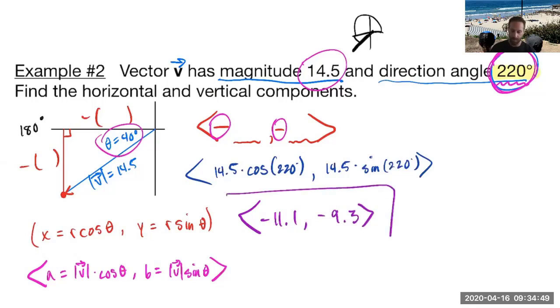So hopefully you were able to find that in your calculator and work that out. Pretty simple stuff, but again, make sure that your calculator is correct and your setup.